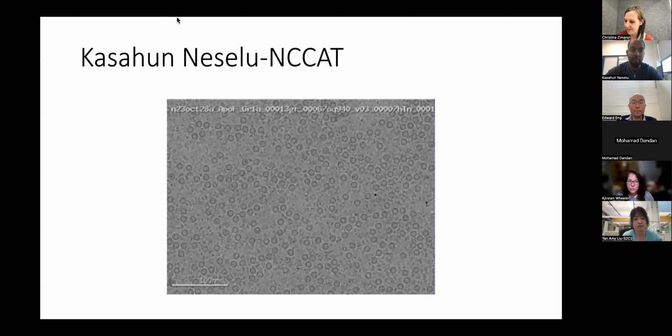And most of the time, I spend my time helping our users with their data collection on the Kryos. I chose this image from one of our sessions because apoferritin is one of the samples we use to do a lot of testing on site. And it has a very good distribution of particles. So if we are doing single particle, this is the kind of distribution we want to see. For each micrograph, you have a lot of particles you can pick to take forward for processing.